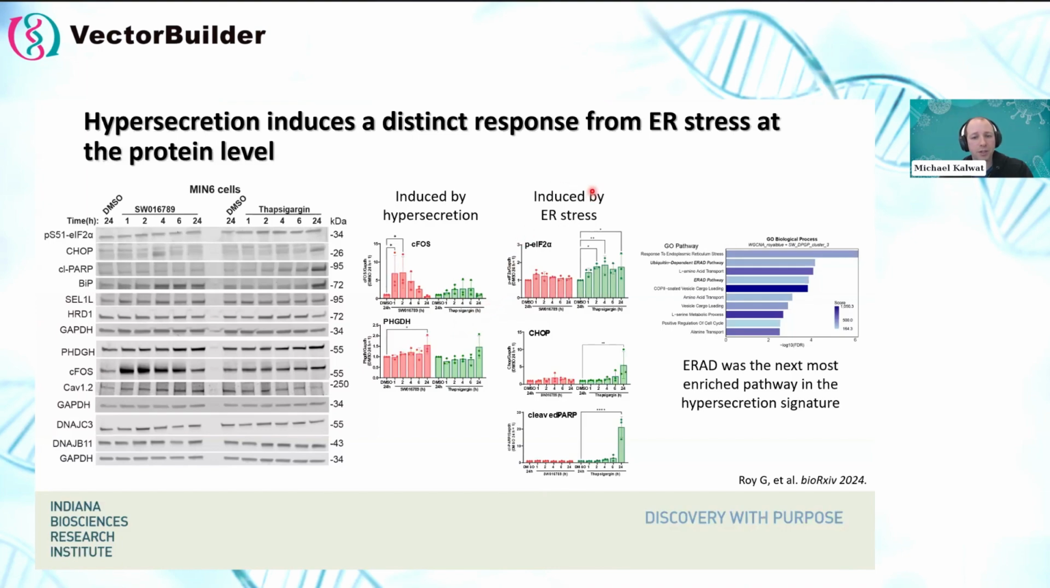However, with thapsigargin-induced ER stress, we can see increased amounts of phospho-eIF2 alpha and CHOP, and cell death markers like cleaved PARP. These things aren't induced by hypersecretion stress. So, further supporting our idea that hypersecretion is distinct from ER stress, but does have some overlapping features.